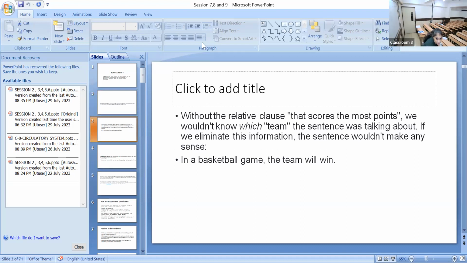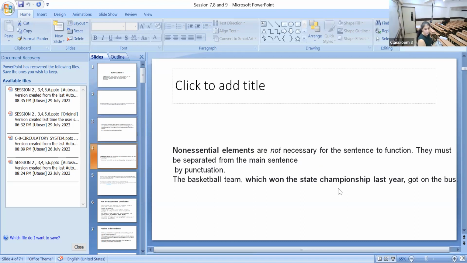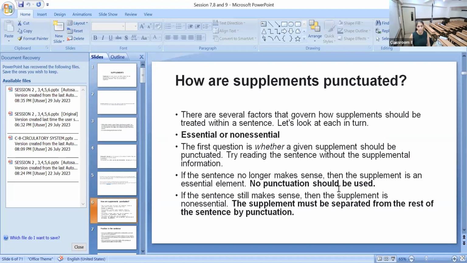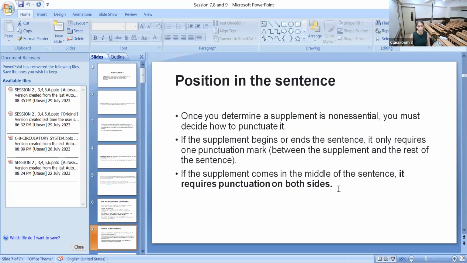So these are the things which we have discussed, and then we also discussed how we are supposed to identify the extra information. That is, the team will win in a basketball game, how essential it is and not essential. Then we discussed this: the basketball team, which won the state's last championship. Obviously, if we don't have this, it's not so much required. It just got into the bus. That much is also okay. So this is what we discussed just now.